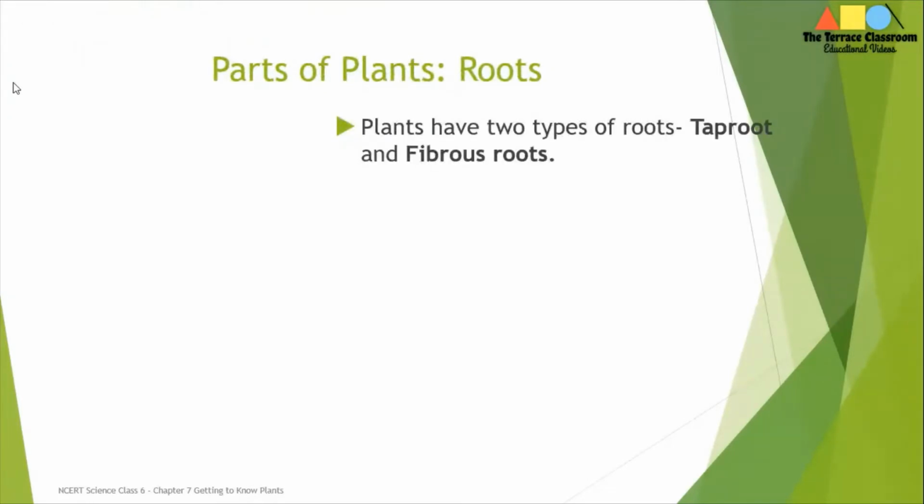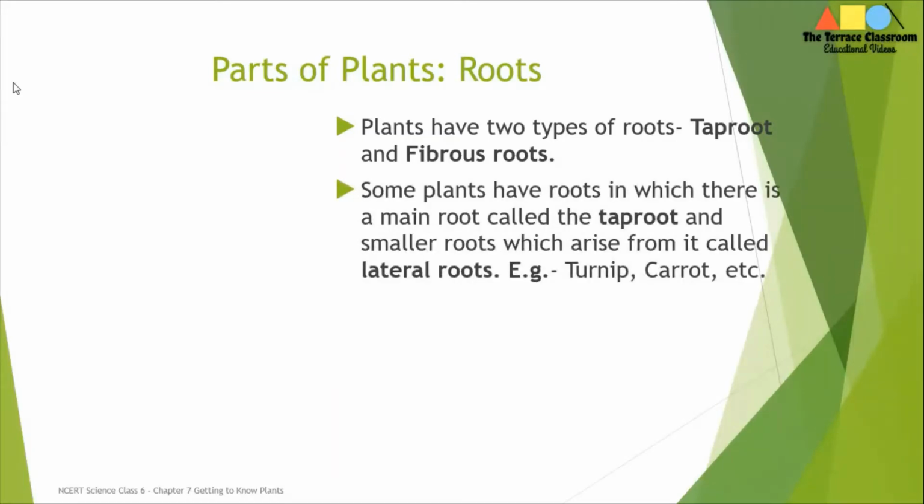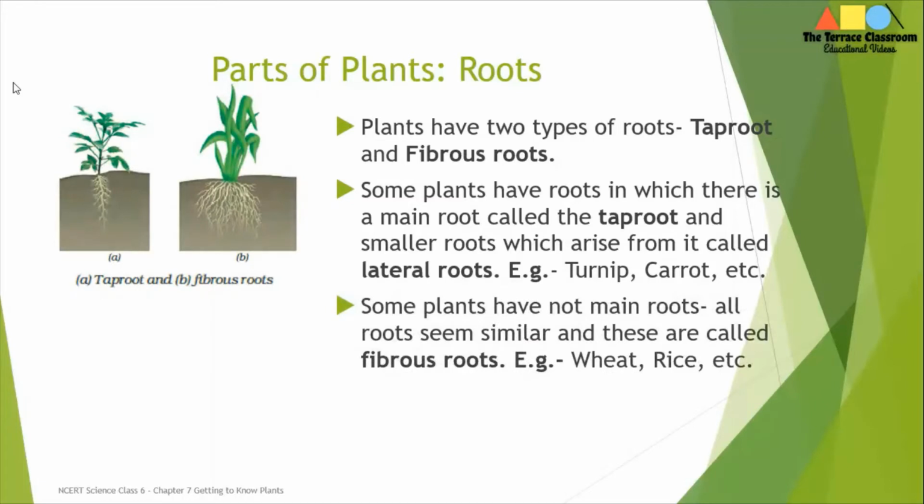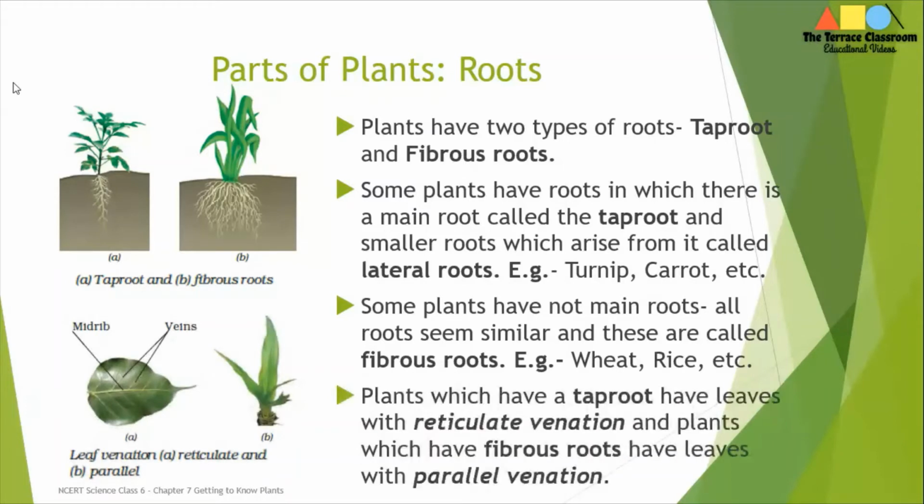Plants have 2 types of roots, taproot and fibrous roots. Some plants have roots in which there is a main root called the taproot and smaller roots which arise from it called lateral roots. Example, turnip, carrot, etc. Some plants have no main root. All roots seem similar and these are called fibrous roots. Example, wheat, rice, etc. Plants which have a taproot have leaves with reticulate venation, and plants with fibrous roots have leaves with parallel venation.